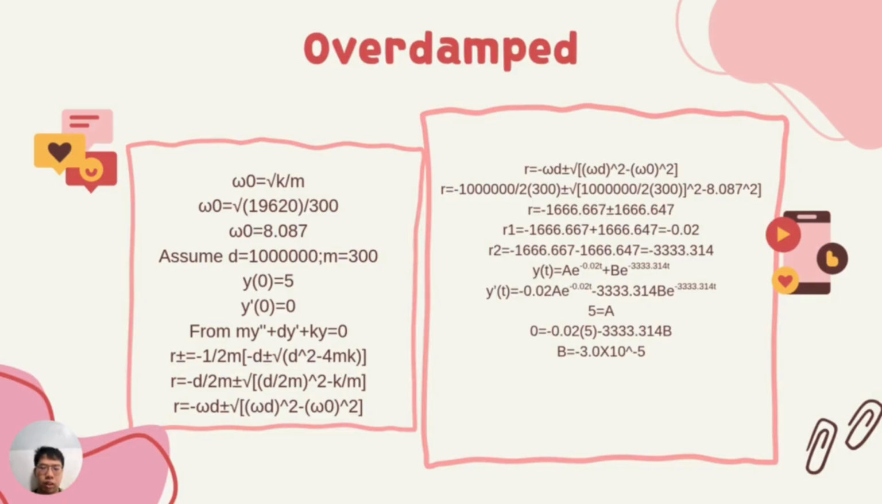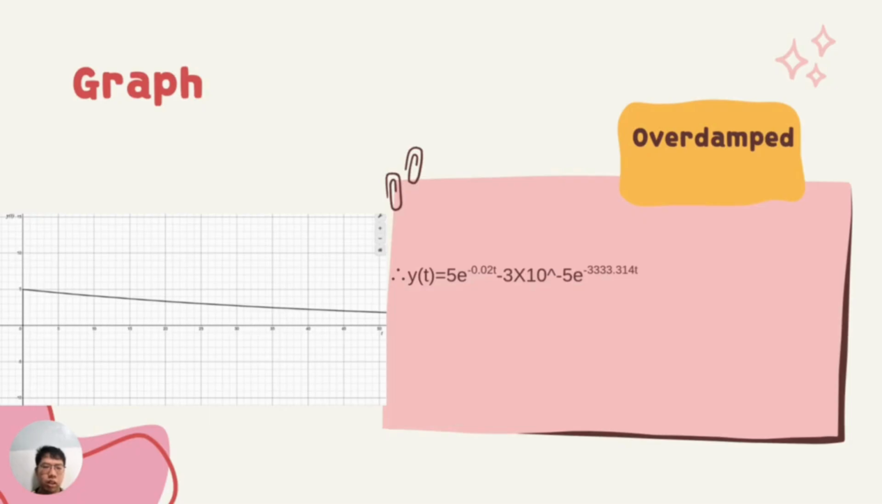While r2 is negative 3,333.314. So we'll get y(t) equals A e to the power negative 0.02t plus B e to the power negative 3,333.314t. So by substituting values, we'll get A equal to 5 and B equal to 30 times 10 to the power negative 5. And then, this is our graph for overdamping.